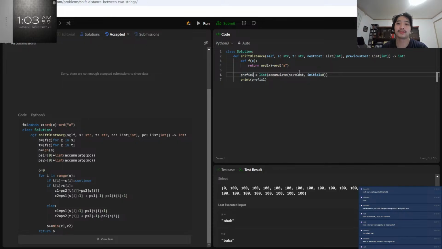Should I call it for now? I'll call this for now. Effects of PC. It's a previous cost.